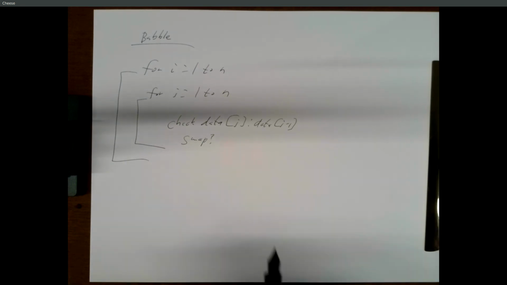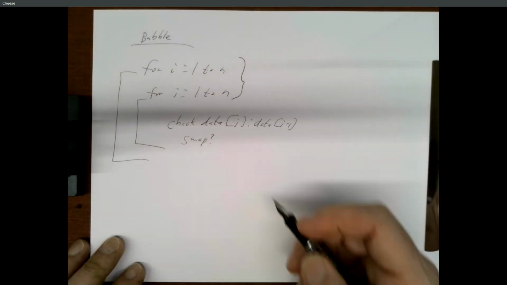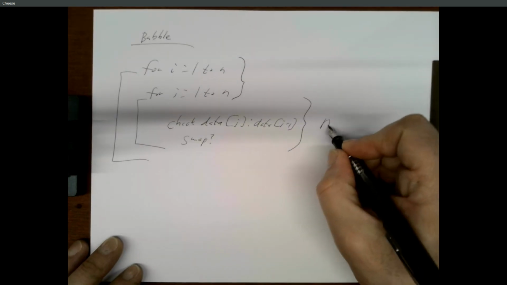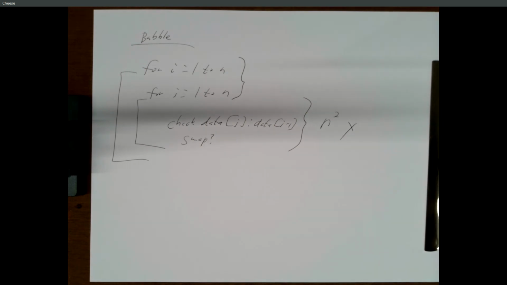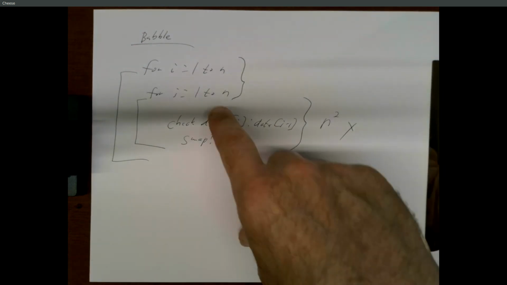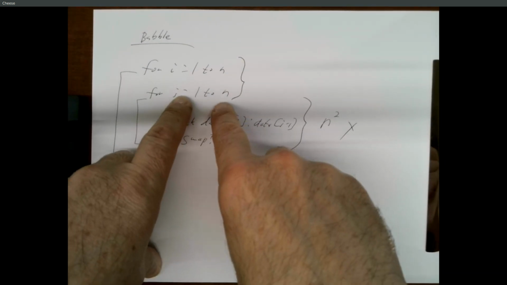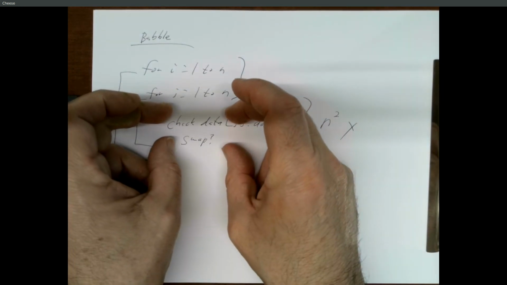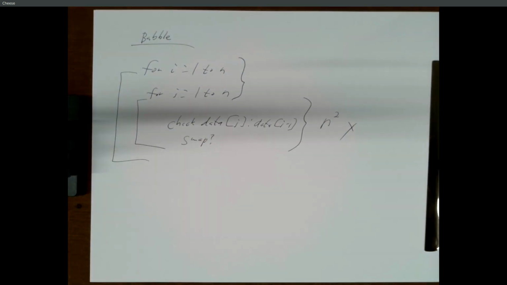So the critical part is really this nested loop. This stuff inside here is going to happen n squared times, because we're going to go through this outer loop n times, and each of those is going to run the inner loop n times. So this stuff inside is going to happen n squared times.